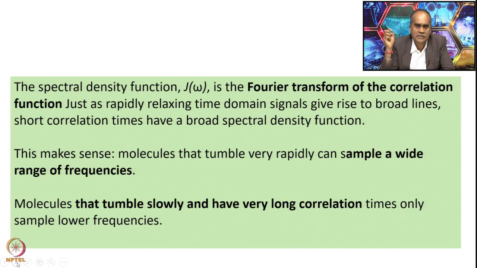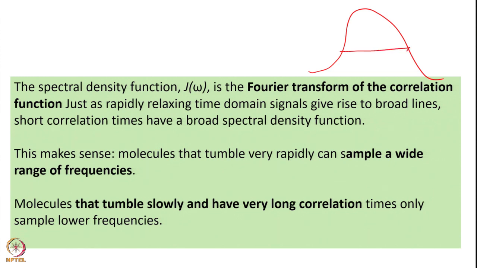Just as a rapidly relaxing domain signal gives rise to a broader line, if something is rapidly decaying, it gives a broader line. If something is slowly decaying, it gives a sharper line, right? So short correlation times have a broader spectral density function. This makes sense: a molecule that tumbles very rapidly can sample a wide range of frequency, and a molecule that tumbles slowly has a very long correlation time and only samples fewer frequency.